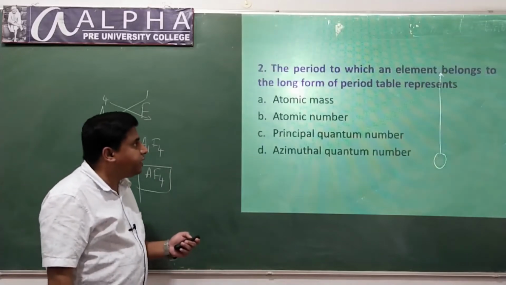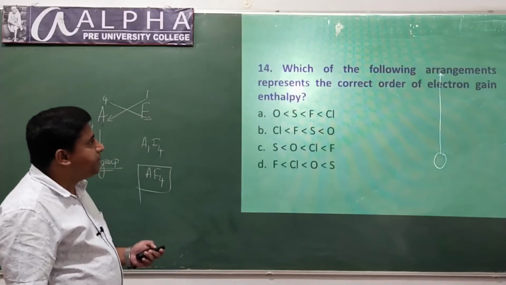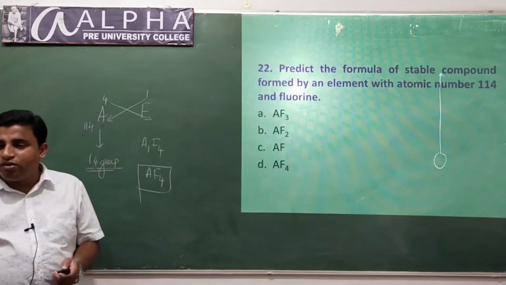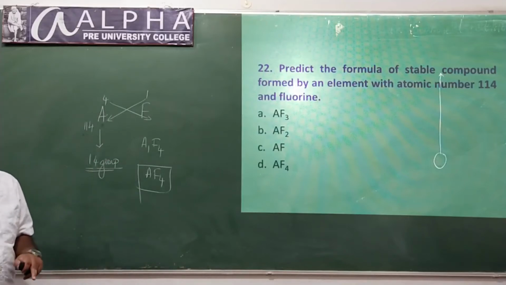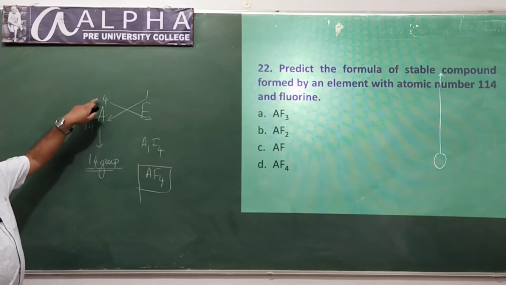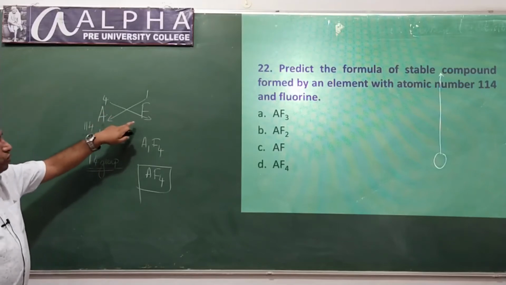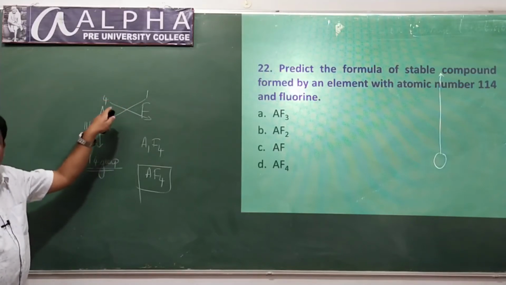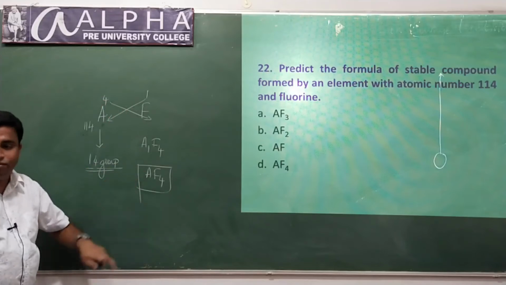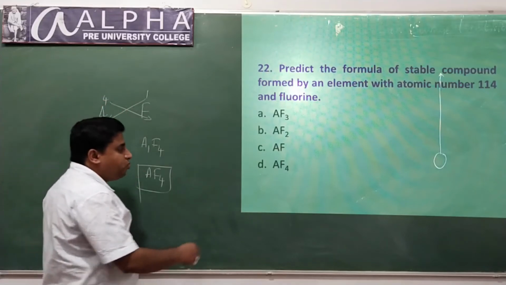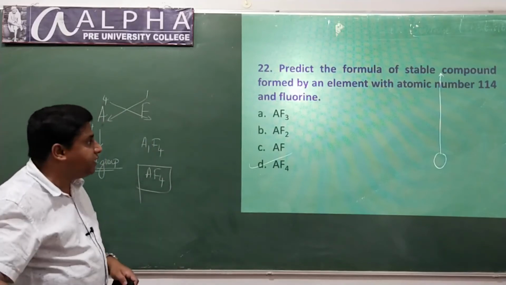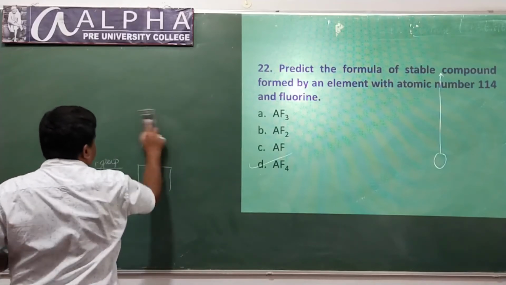AF4. Is it correct? Let us go back to the question. Predict the formula of the stable compound formed by an element with atomic number 114 and fluorine. This belongs to the 14th group, therefore its valency is 4. Fluorine's valency is 1. Therefore if you cross multiply the valencies, you will get AF4. Hence the formula of the stable compound is AF4. Understood? Let us move on to the next question then.